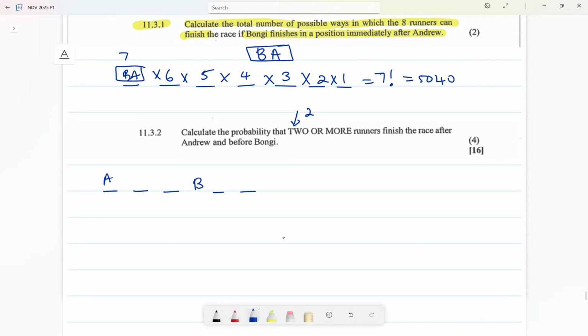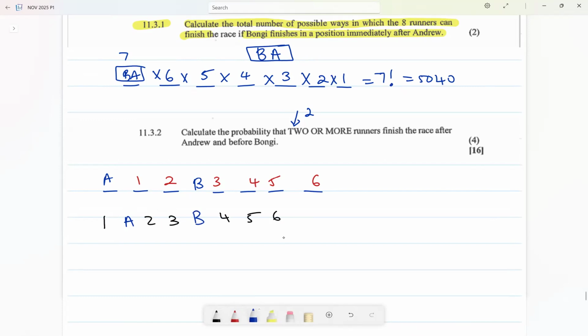1, 2, 3, 4, 5, 6, 7, 8. Now, either we have 2 runners here, let's say runner 1 and 2, and then 3, 4, 5, 6. But they can also change position, such that we can have runner 1 here and Andrew, and then we have runner 2 and 3, and then we have Bongi, and then the others 4, 5, 6.